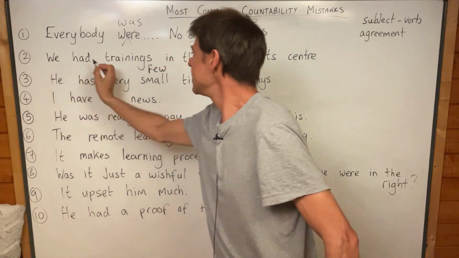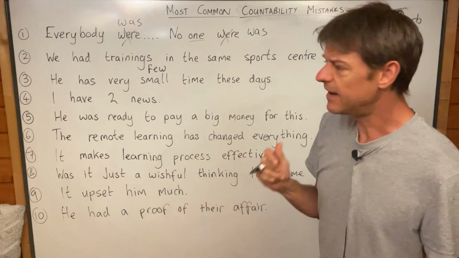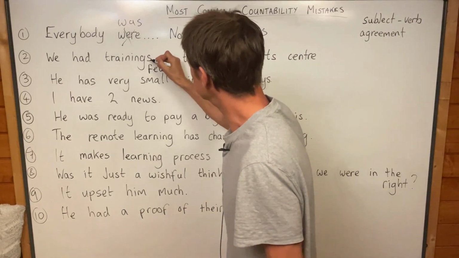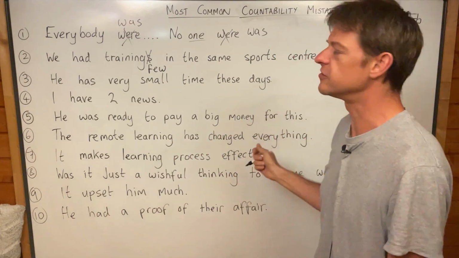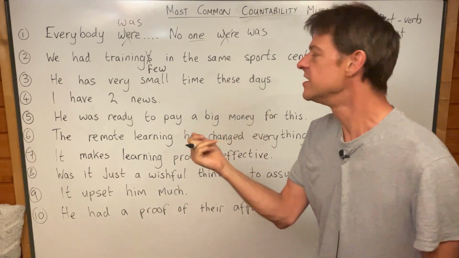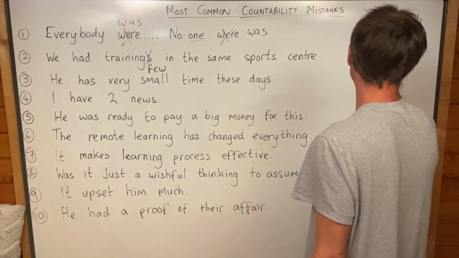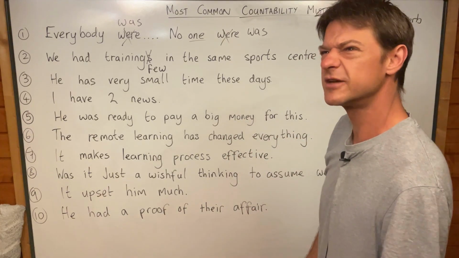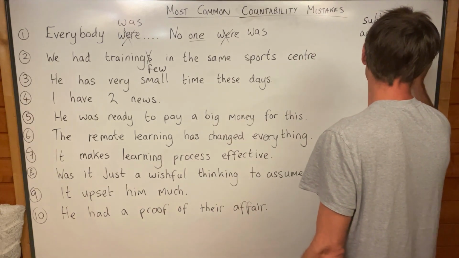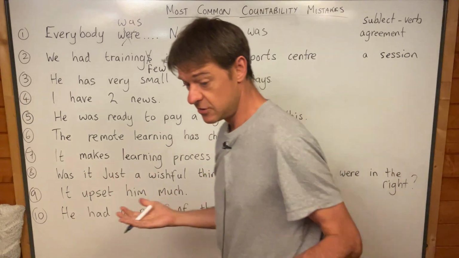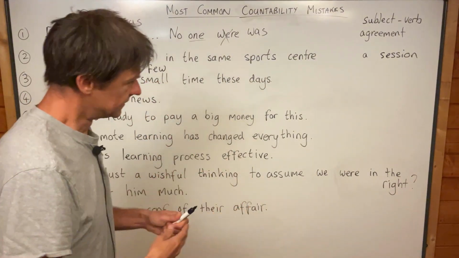Okay, number two, we had trainings in the same sports centre. Unlucky, training is uncountable. So we have to say we had training in the same sports centre, and not trainings, not a training. You could say a training session, I suppose, although it sounds a little bit strange to me. I think we just say a session at the sports centre. I had a session at the gym. You could even say I had a session at the language school, although I'd probably say lesson.